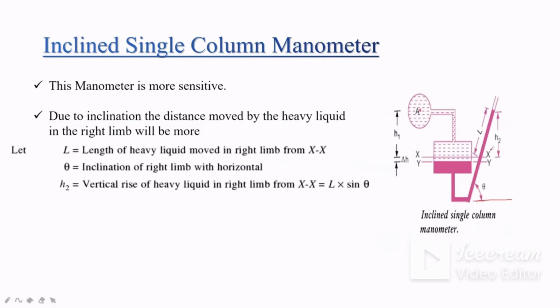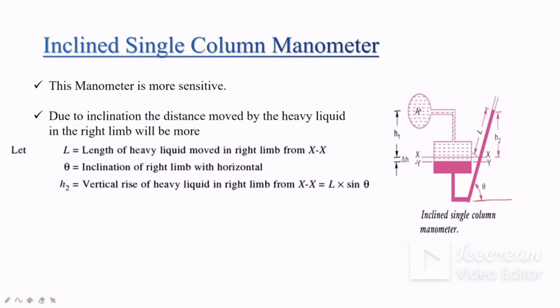Now we will define every term so that we come to a final equation. Let L be the length of heavy liquid moved in the right limb, measured from XX. XX is the same as in the vertical single column manometer, and YY is also the same as in the vertical single column manometer. Due to the pressure at A, it will push, and Y will get pushed back down.